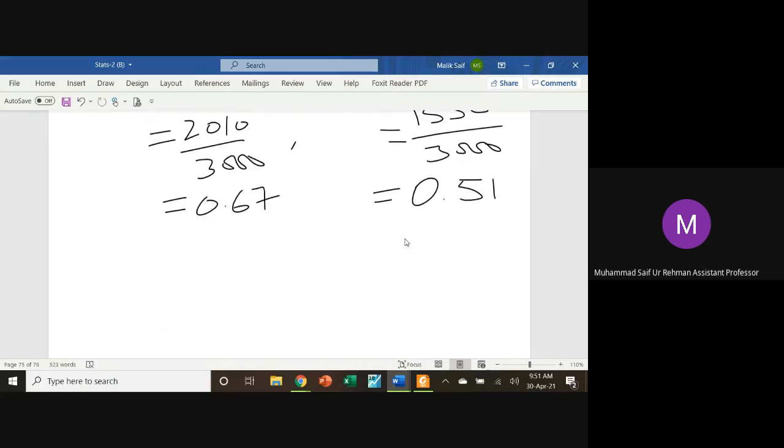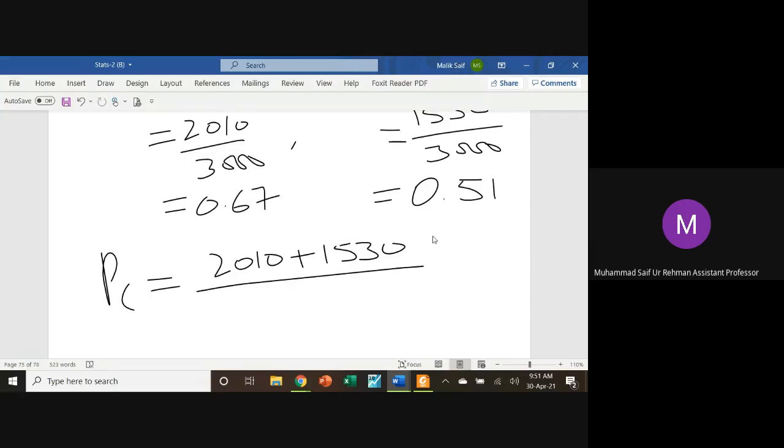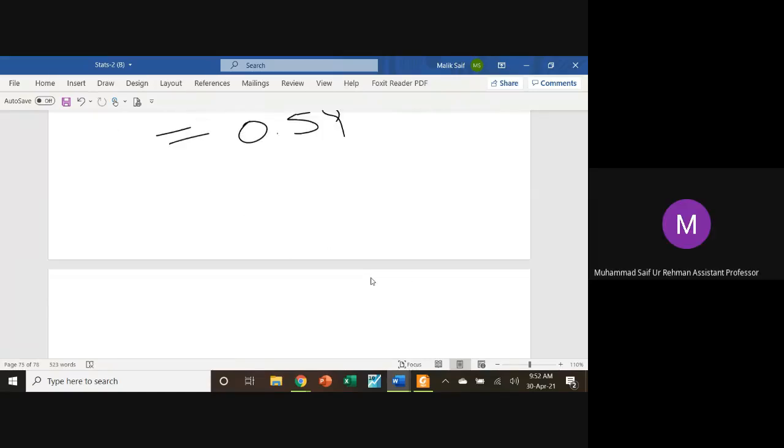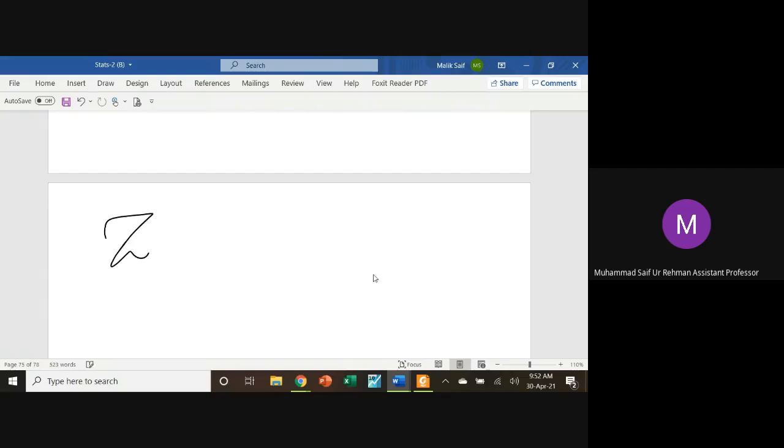Okay. Then find the combined proportion: 2010 plus 1530 divided by N1 plus N2, so 3000 plus 3000. See the answer. Our answer is 0.59. So this is your combined proportion, and now you can substitute all the values in the Z formula.